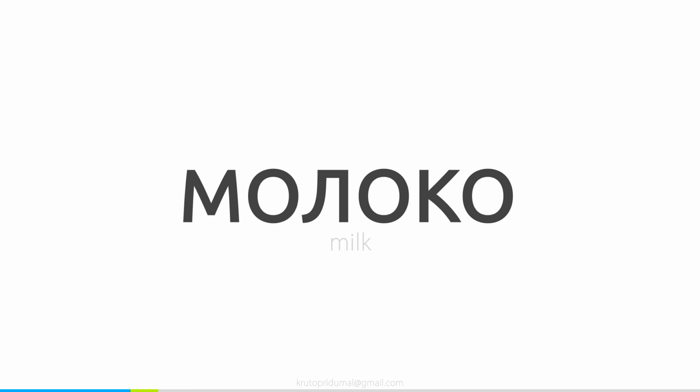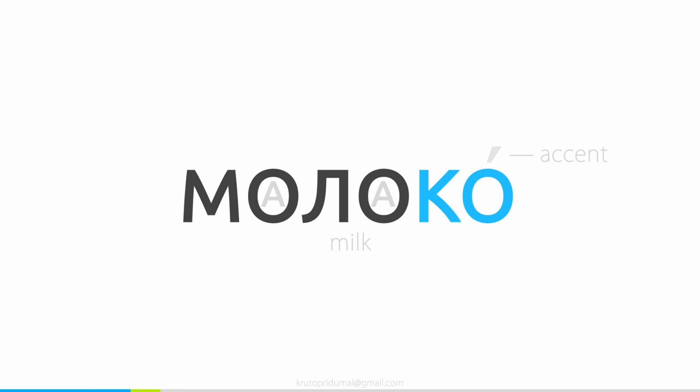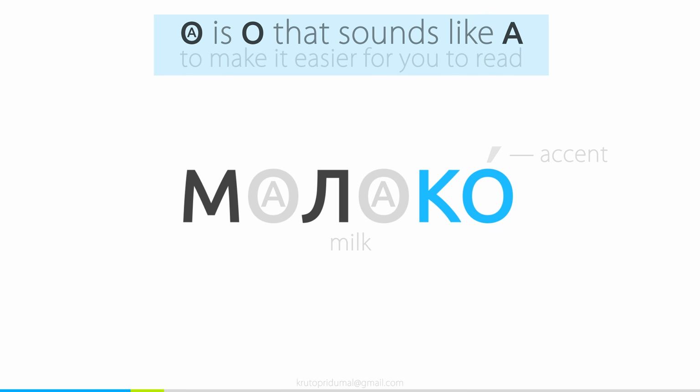For example, молоко, молоко. The last O is stressed. It means that it's pronounced loud and clear, unlike all the other syllables. All the other ones, I guess they get muffled. That's why they're gonna be pronounced as A. It happens all the time, and not only with O, also with other vowels. We don't put much emphasis on them, let's put it this way.